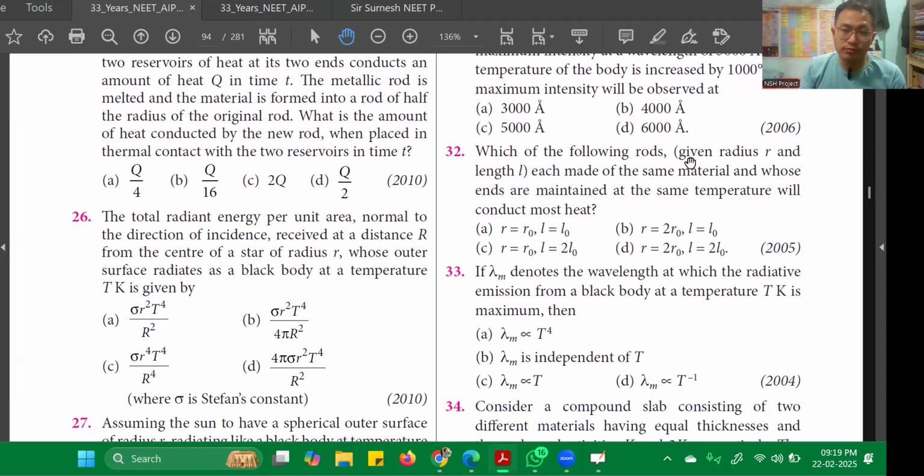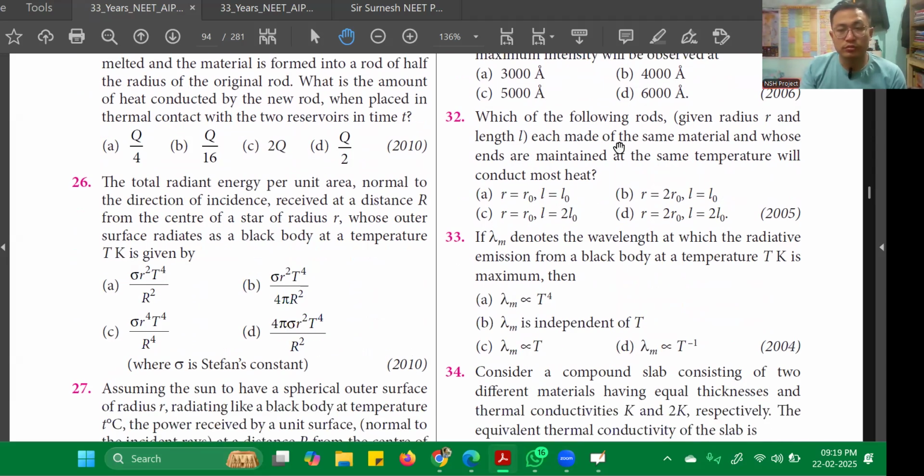Question 32. Which of the following rods, given radius R and length L, made of the same material and whose ends are maintained at the same temperature, will conduct the most heat? So C is the answer, the one with the most area will conduct heat.